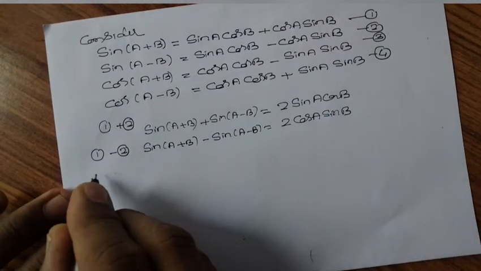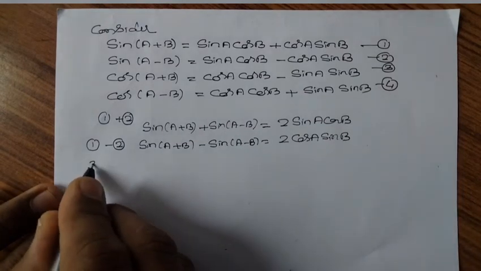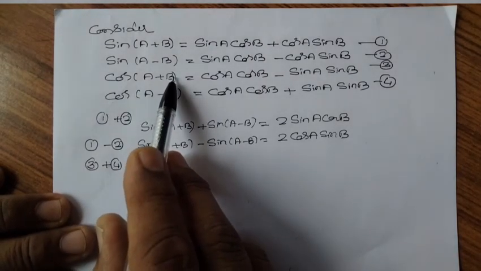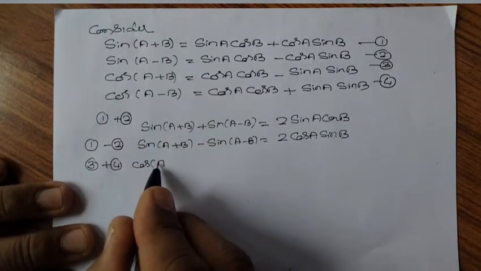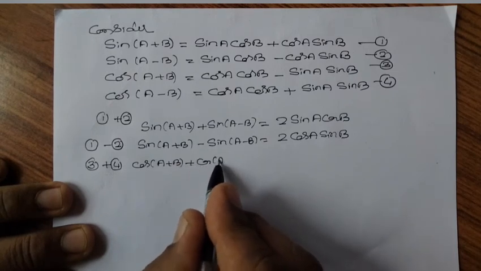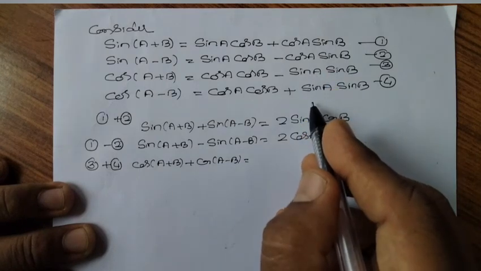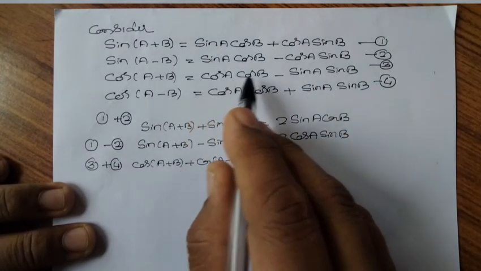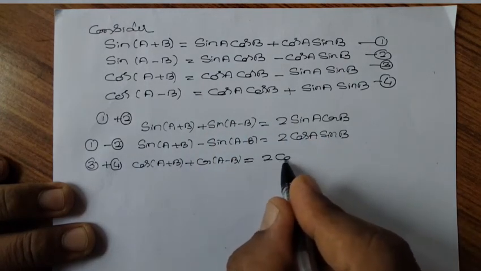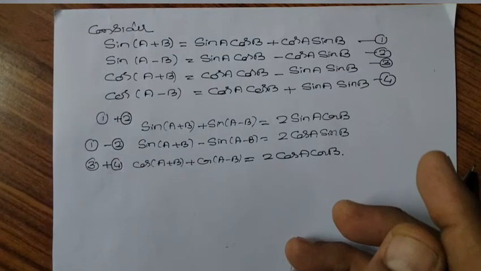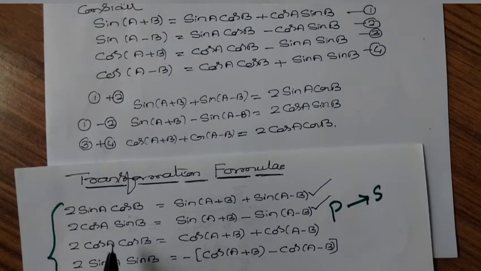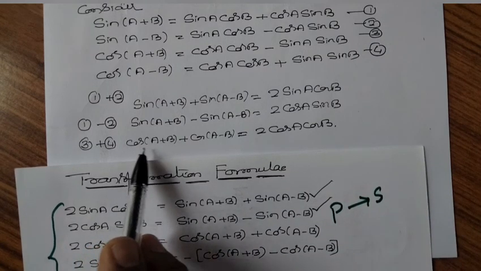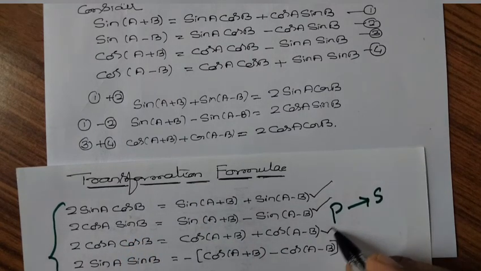Next, we observe what happens when we add up 3 and 4. While adding, we take LHS plus LHS: cos of a plus b plus cos of a minus b equals, adding the RHS, minus sin a sin b plus sin a sin b get cancelled. We are left with cos a cos b and cos a cos b. By adding these we get 2 cos a cos b. Now verify: the third result is 2 cos a cos b equals cos of a plus b plus cos of a minus b. So thus we have observed the third result.